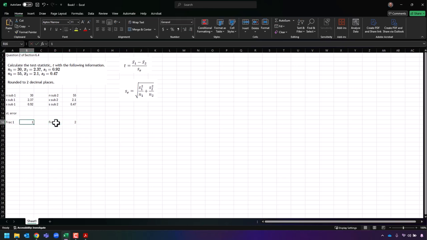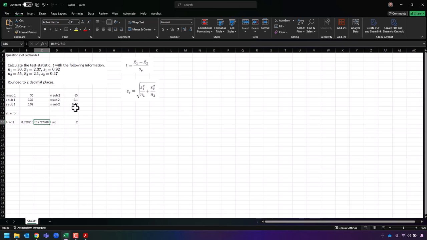Some people have asked about ways to show the work here. So this is s sub 1 squared. I'll click on this and square it, a little caret 2, and divided by n sub 1. So this is my first fancy fraction. And I like using Excel for this because I can just let it do all the work. I don't need to worry about the errors in rounding these things.